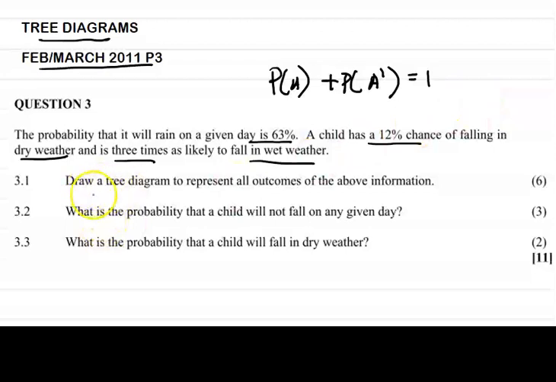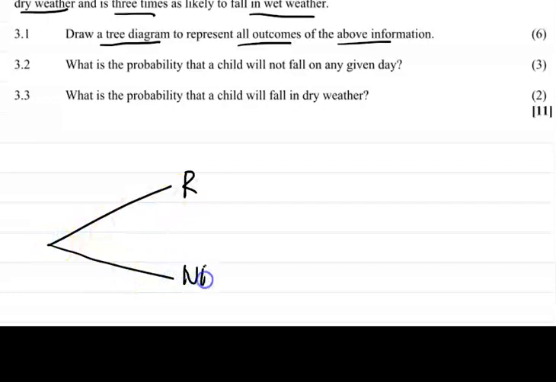In this question it says draw a tree diagram to represent all outcomes of the above information. So let's construct this tree diagram. So what does it say? The probability that it will rain on a given day is 63%. So therefore, we'll start off by saying the probability that it will rain, so R will be rain, and the probability that it will not rain. So R is for rain and R' is for not rain.